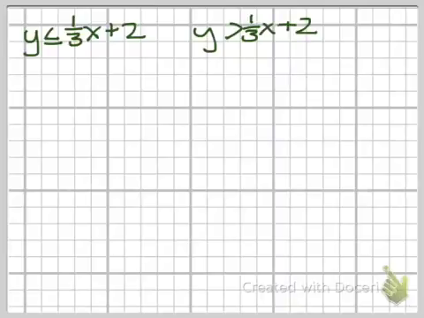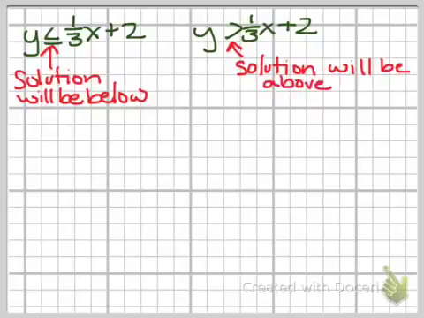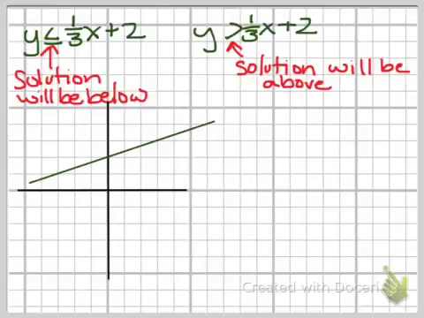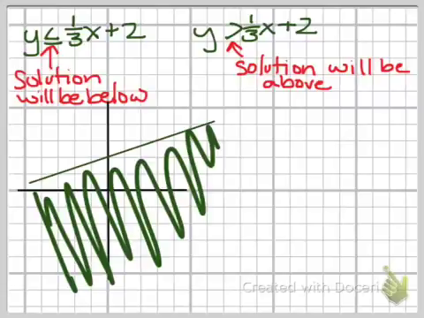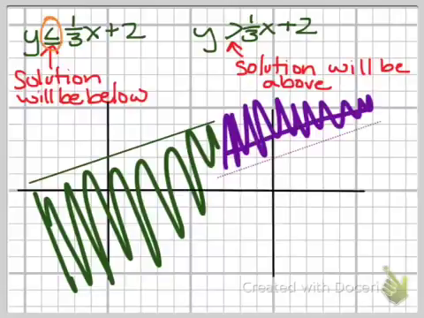Okay, so here's a different equation. y is less than or equal to 1/3 x plus 2, and y is greater than 1/3 x plus 2. So since we have less than or equal to, the solution is going to be below, and if the inequality is greater than, the solution will be above. So we graph the line, and we know the solution is going to be below, so we shade in below. And the second one, same thing, we'll graph the line, we know the solution is going to be above.